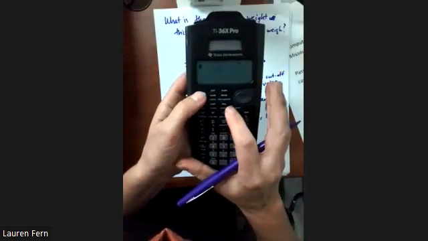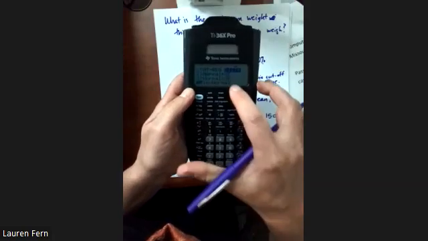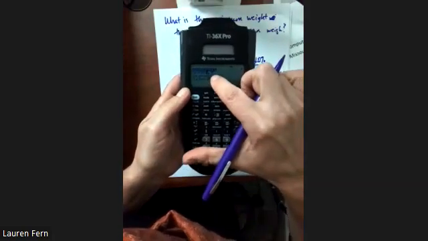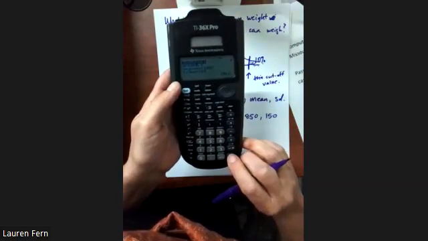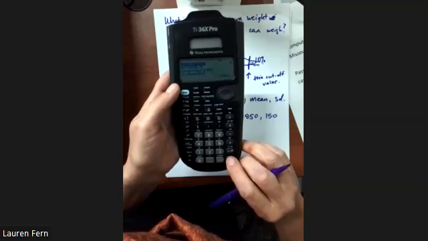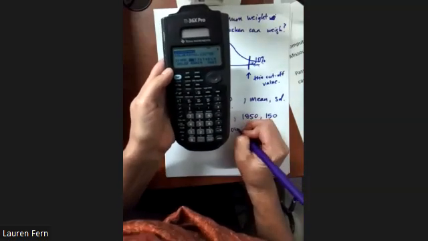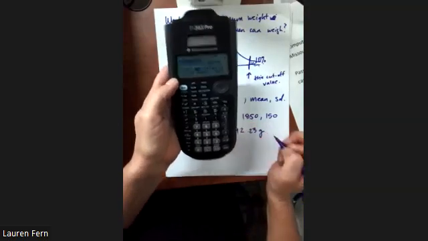If you have this TI 36, you again go to distrib, but now you go down to number 3, inverse normal. And you see, it says area. You need to put 0.9, mean, standard deviation. And so 2,042.23 grams.